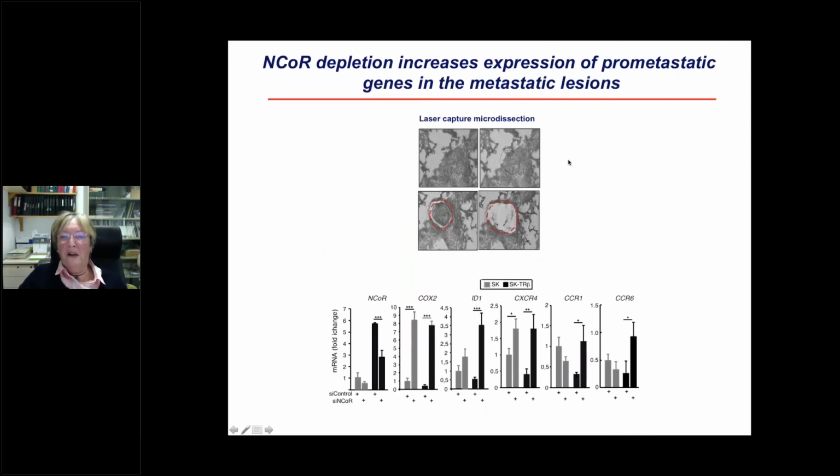The surprise was when we looked at the expression of NCOR and the metastatic genes in the metastatic lesions that were excised by laser capture microdissection. We could observe that 1 month after knockdown of NCOR with siRNA, it was not an shRNA, but a transient transfection of the siRNA, we could still observe an important reduction in the levels of NCOR transcripts, and also the repression of the NCOR target genes in the metastases.